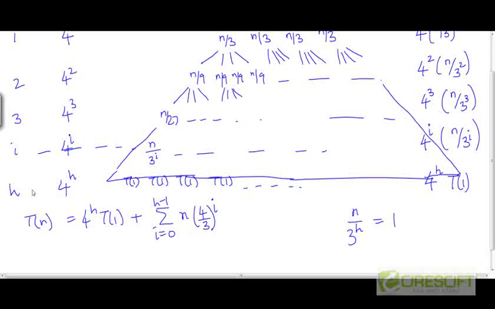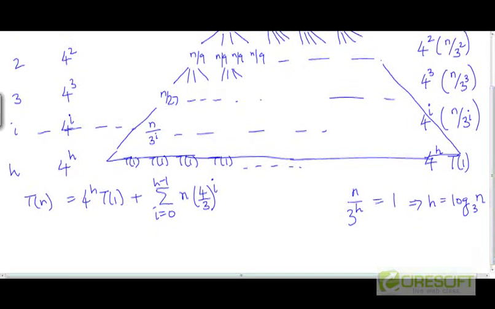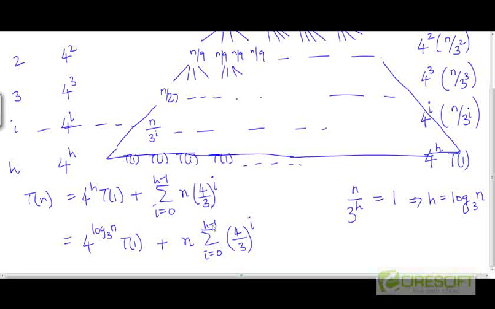Now if we equate that to 1, because h is the level at which the size of the subproblem reduces to 1, we get h as log of n base 3. So if we replace h by log of n base 3 here, and we can take n out of the summation, we're going to end up with a geometric series again, which will have h terms, where h is log of n base 3.